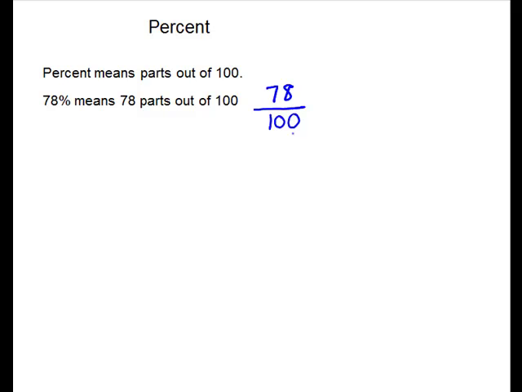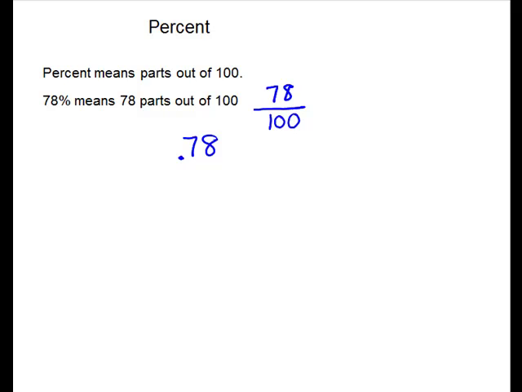Also, if you think of money, a dollar has 100 pennies. So 78 out of 100 pennies would be 78 cents, or 0.78. So those are some forms of the percent. In this section, we're going to convert from percent to decimal and a fraction, and then also back to percent. When you do calculations, you have to work without the percent symbol to do the math.